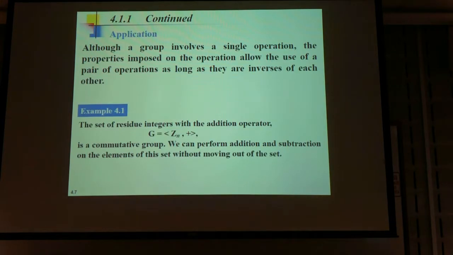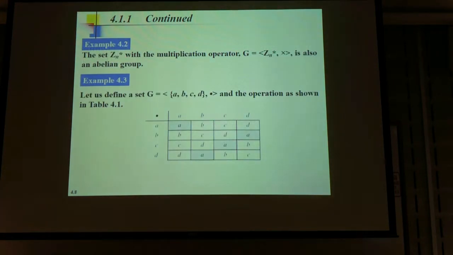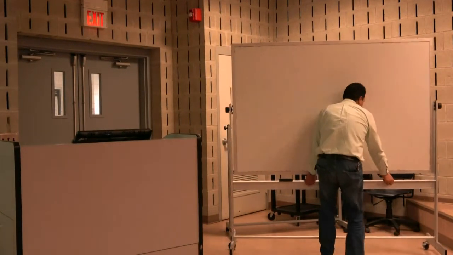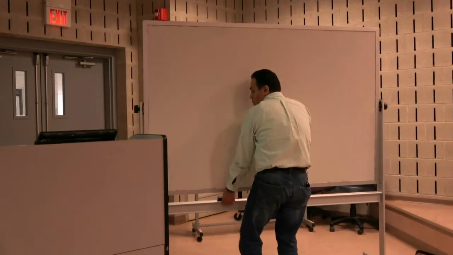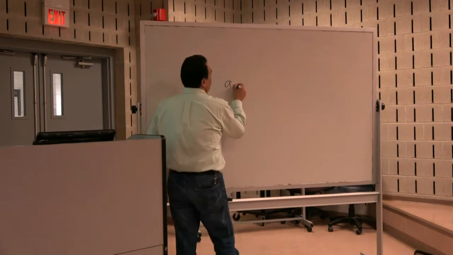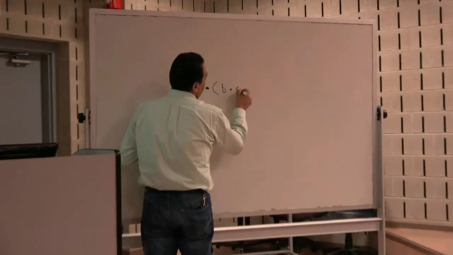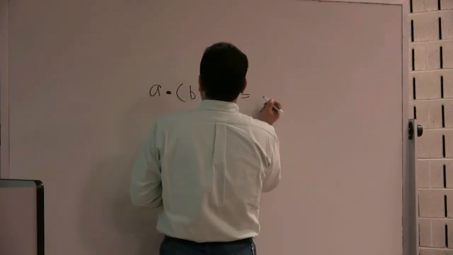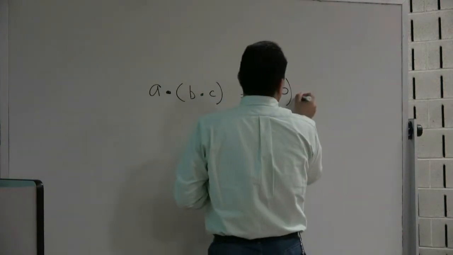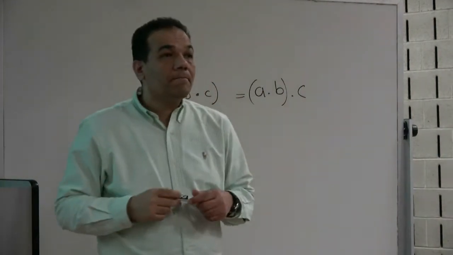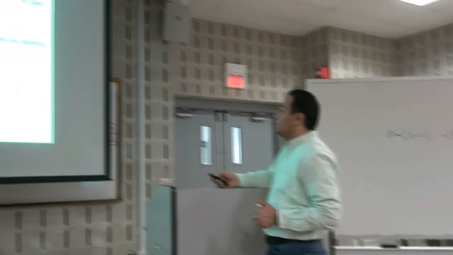Associativity. If you do the operation on three elements, for example A, the operation, B, the operation, C will equal A, the operation with B, the operation with C. Right? Because if you try it in the table, you'll find it is satisfied.